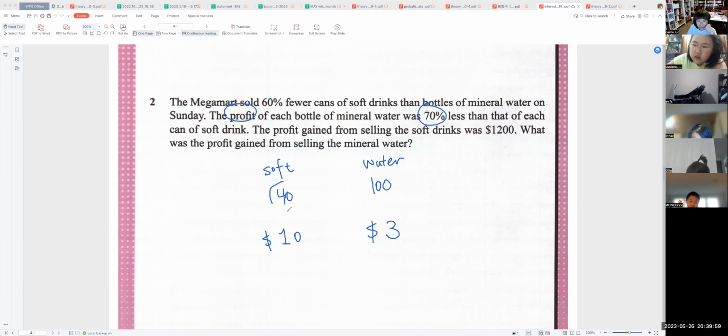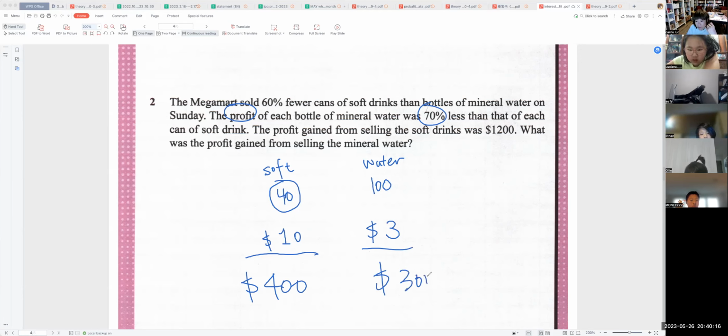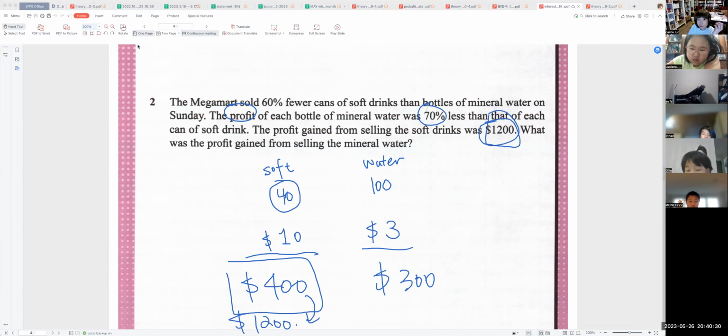1,200。好，那我们来看看啊，因为我这个就是假设的，对不对？那你看，如果我卖了40瓶 soft drink，每1瓶赚10块钱，我是不是应该赚400块钱？对不对？那一样的，如果我卖了100瓶水，每1瓶赚3块钱，我是不是应该赚300块钱？好了，那小朋友，我问一下，This is our assume 400. This is a real. We make 1,200. 那怎么把400变成100? 1,200 times 3. times 3.